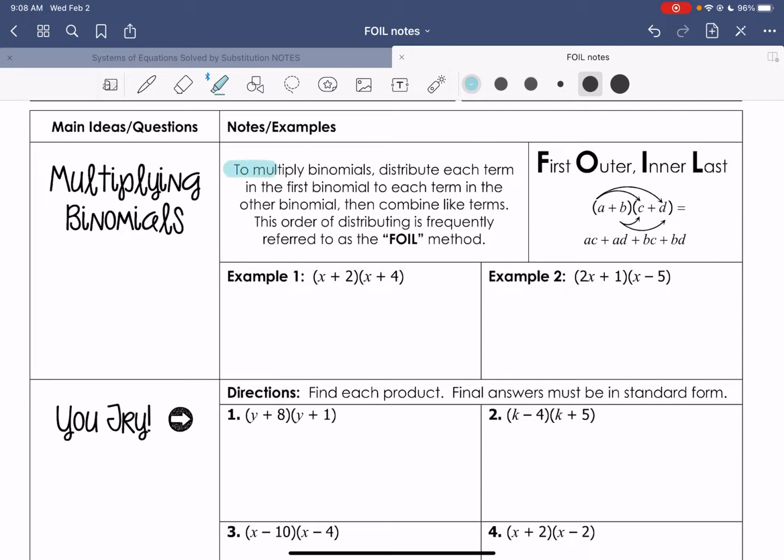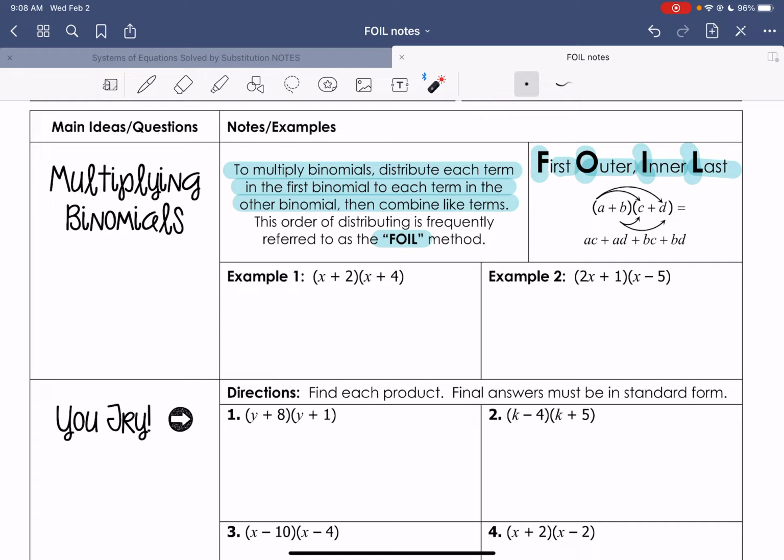It says, to multiply binomials, distribute each term in the first binomial to each term in the other binomial. Then combine like terms. And this order of distributing is frequently referred to as the FOIL method. So we see here FOIL is an acronym, standing for first, outer, inner, and last. So we see this little example here. So we have (a plus b) times (c plus d).